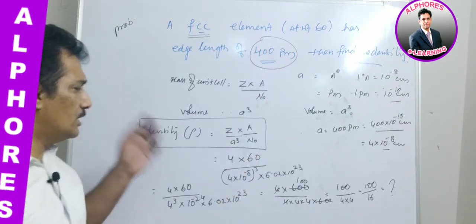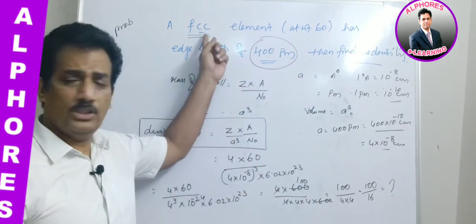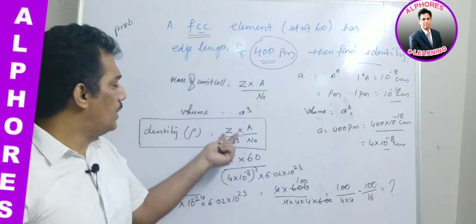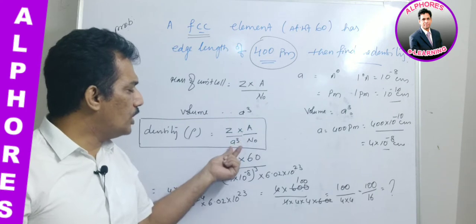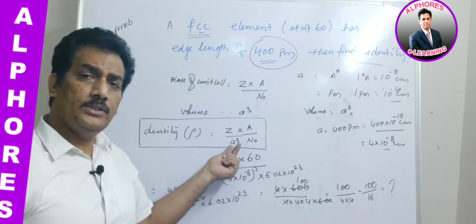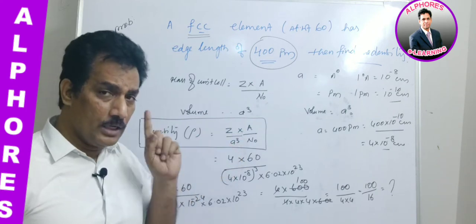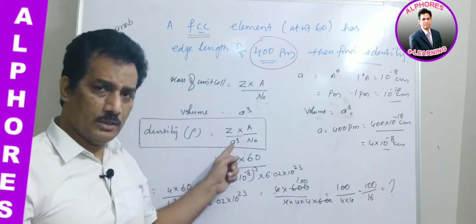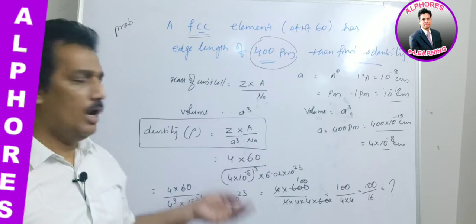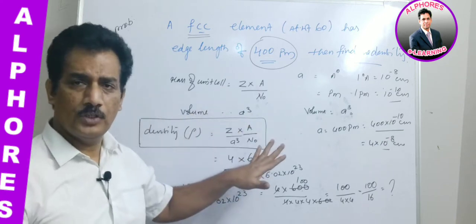Just what we are doing is nothing but by the structure of the unit cell we are guessing Z value, and atomic mass, A cube is nothing but edge length. Edge length should be taken in centimeters, you remember. Only in centimeters you have to take it, and N naught is Avogadro number. Already we derived this formula, is it not?